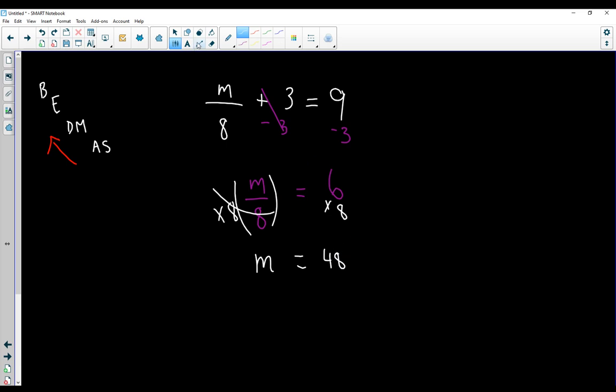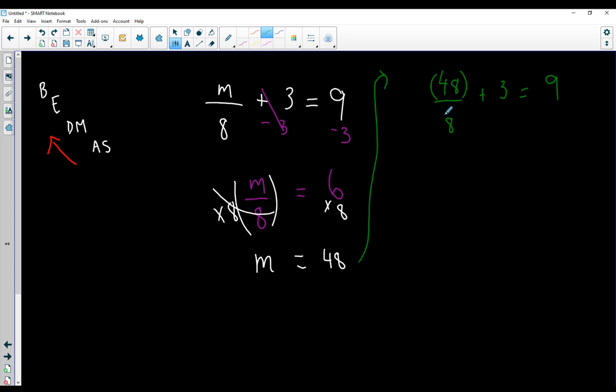And then we're going to do, again, our check. We do the check because we want to make sure we're on the right track. So we're going to replace this value of m into the equation. So we've got 48, which was the value of m, divided by 8, add 3, it should equal 9. So let's quickly try it out.